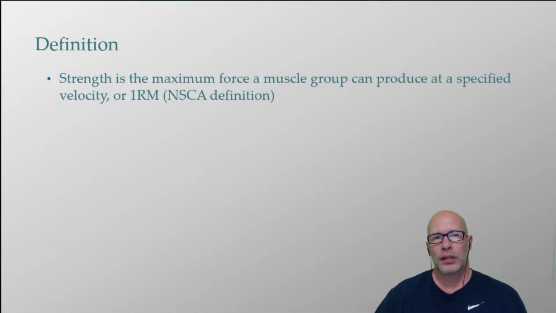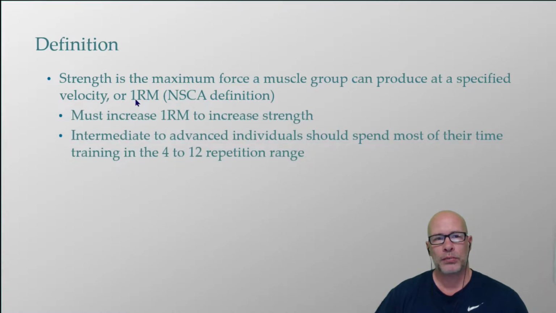So before I get into the slides where I start breaking down the different variables involved in designing a resistance training program and giving them more clarity, I just want to quickly go over the definition of strength and some related concepts. The NSCA, which is the National Strength and Conditioning Association, the primary governing body in strength and conditioning, defines strength as the maximum force that a muscle group can produce at a specified velocity, or in other words, it's your 1 repetition maximum.